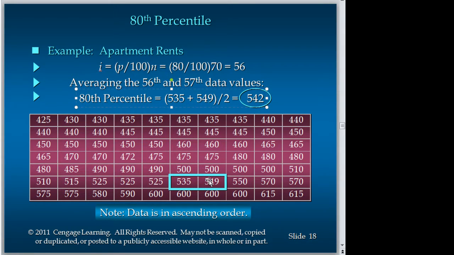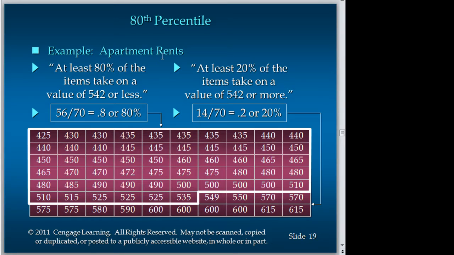Now notice that 542 is not in here. But you can see that this number represents the 80th percentile for this data set. So behind this number, there will be 80% of the data. Above this number, there will be 20% of data. That's what this means, 80th percentile, right?